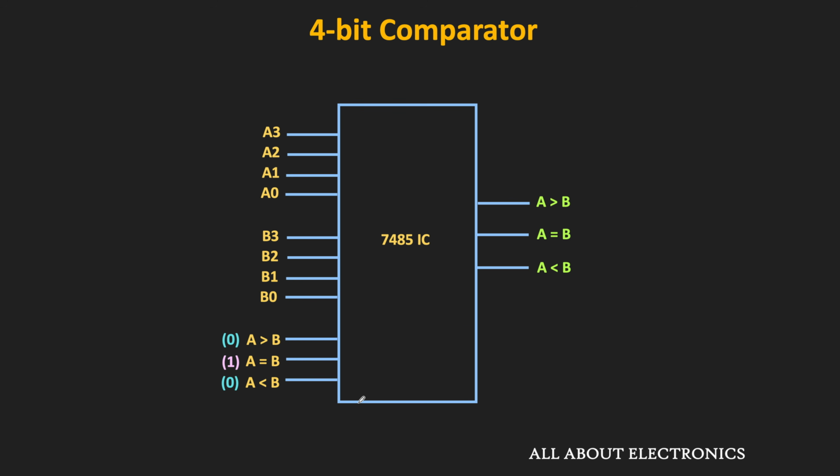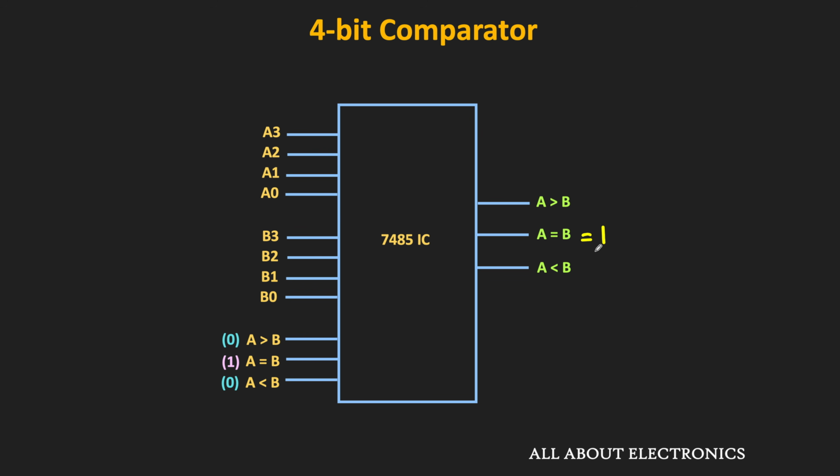On the other hand, whenever we are using a single IC, then the A is equal to B input should be kept high. Of course, these three inputs won't come into the picture when the number A is greater than B or A is less than B. But they will come into the picture when both numbers are equal, because in that case, the comparator IC will look at these three inputs. So to get the correct output, A is equal to B should be kept high. When all the 4 bits of the two numbers are equal and this A is equal to B input is high, the A is equal to B output of the IC will become high. And in this way, we will get the correct output from the IC.